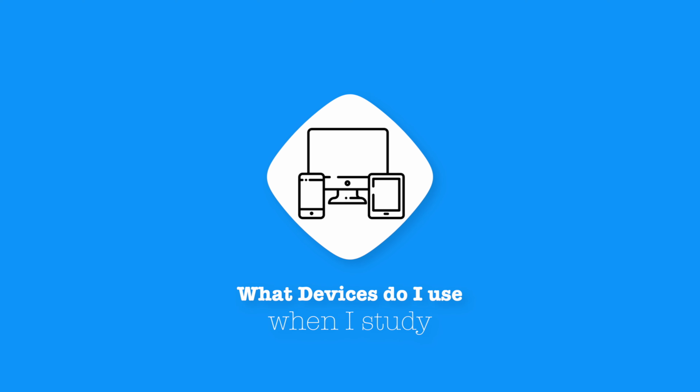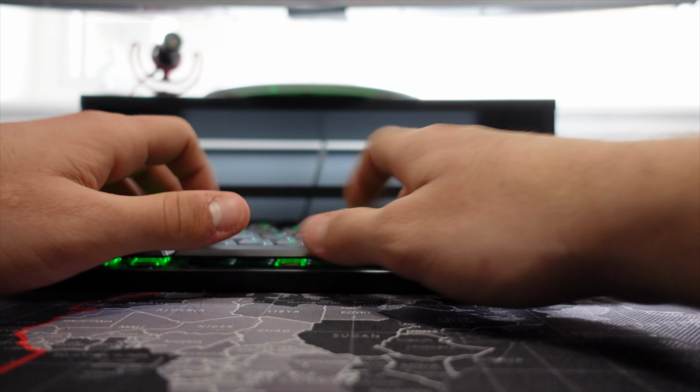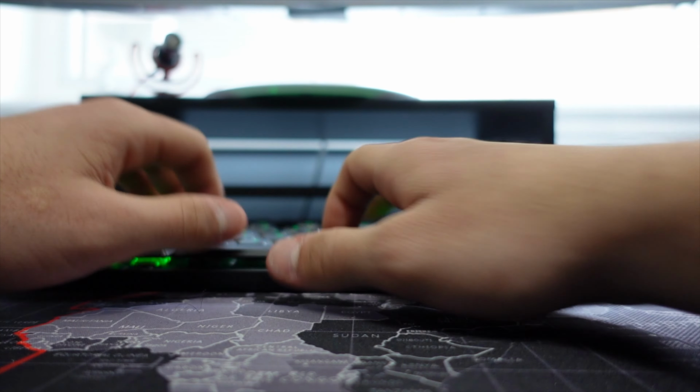Alright, so what devices do I use? So let's split up organizing notes into two different categories first. There's usually the typers, then there's the writers. Wow, that rhymed. So the typers, pretty self-explanatory. Those are the people that type up all their notes, type everything up. Then the writers are the people that write everything down in a notebook.